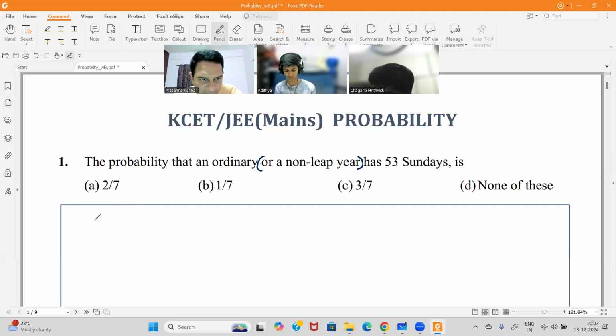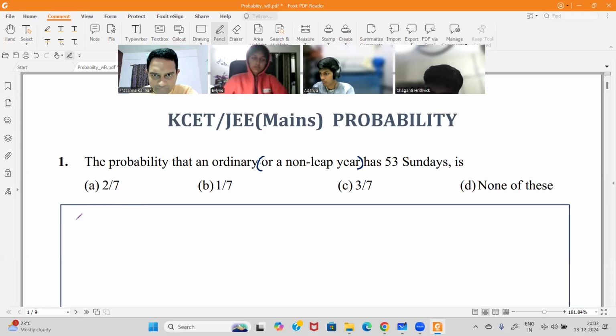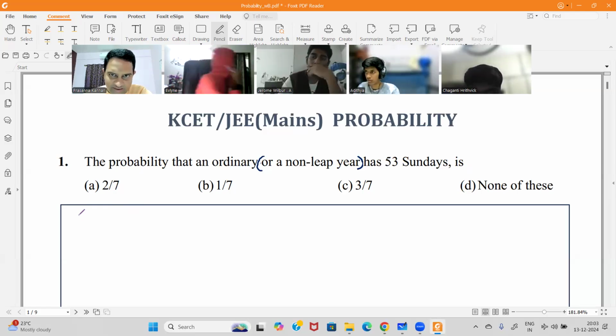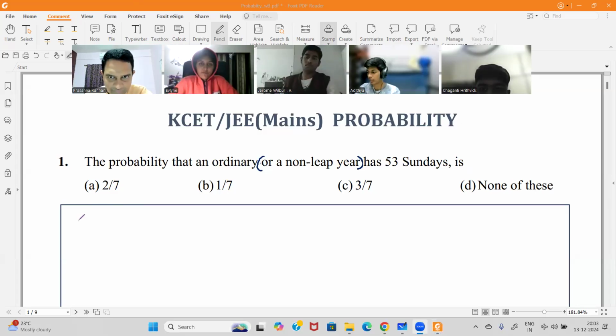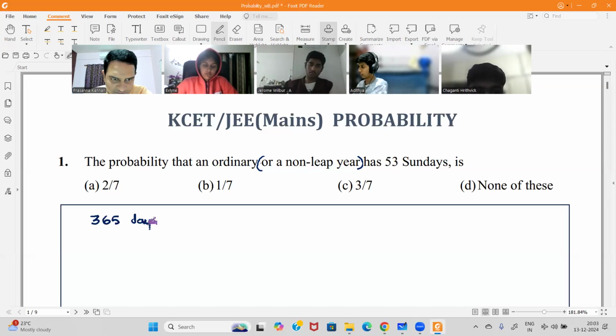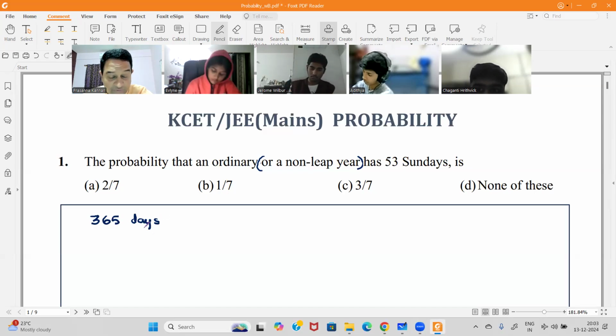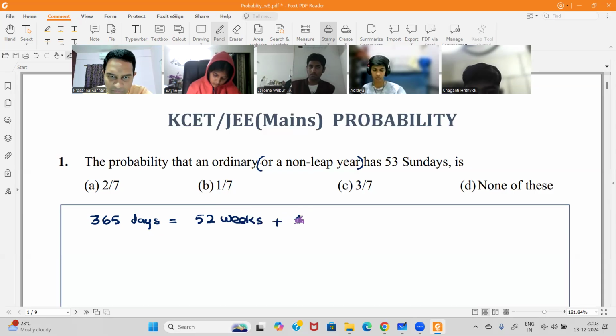Now, a leap year has how many days? Yeah, a leap year has 366 days, correct? A non-leap year or an ordinary year will have how many days? 365 days, isn't it? So an ordinary year will have 365 days. And if you divide 365 by 7, you will get 52 full weeks plus 1 day.